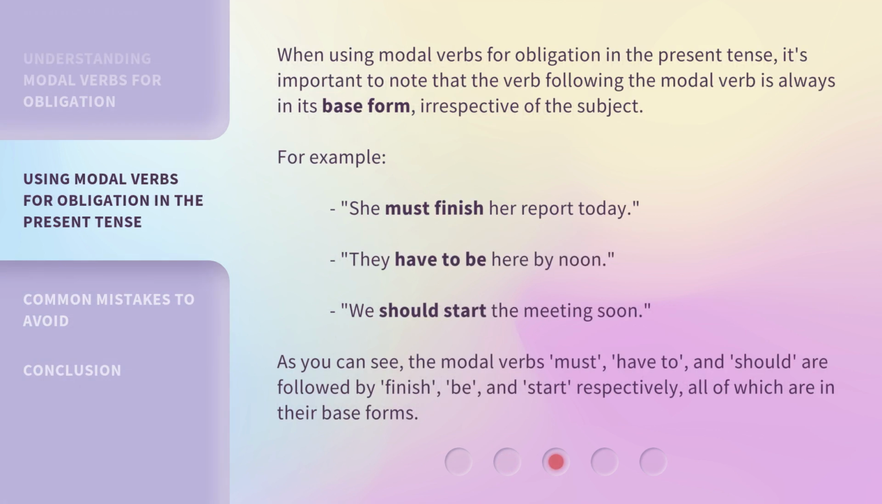When using modal verbs for obligation in the present tense, it's important to note that the verb following the modal verb is always in its base form, irrespective of the subject. For example, she must finish her report today. They have to be here by noon. We should start the meeting soon. As you can see, the modal verbs must, have to, and should are followed by finish, be, and start, respectively, all of which are in their base forms.